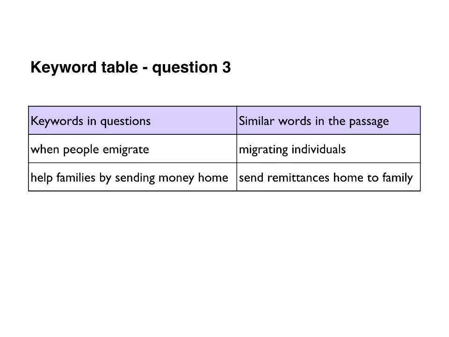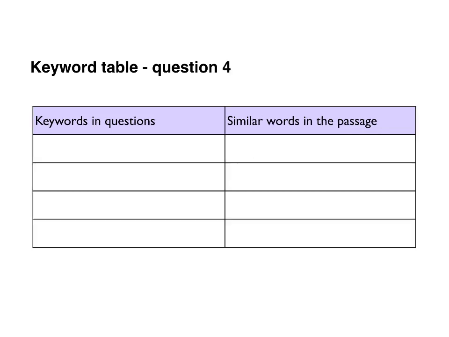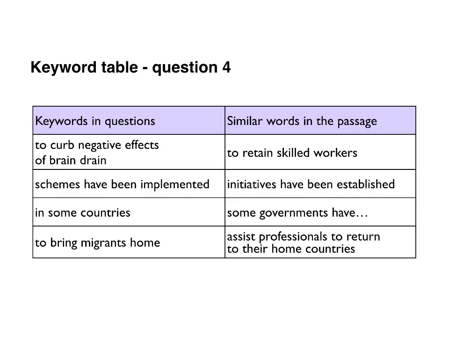Number 3. When people emigrate, migrating individuals, help families by sending money home, send remittances home to family. And question 4. To curb negative effects of brain drain, to retain skilled workers. So not losing skilled workers is reducing the negative effects. Schemes have been implemented, initiatives have been established. In some countries, some governments have, to bring migrants home, assist professionals to return to their home countries.